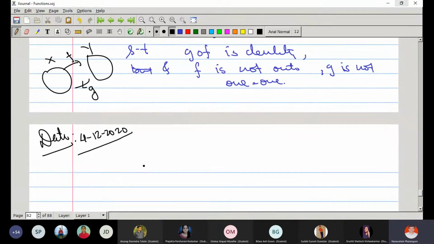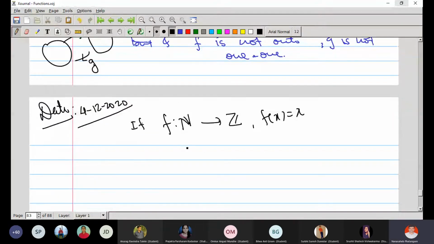Suppose I define a function f from natural numbers to integers, f of x is equal to x as it is, or minus x, no problem, right? f of x is equal to x or minus x.